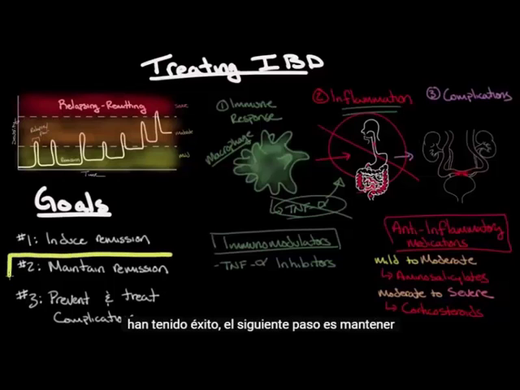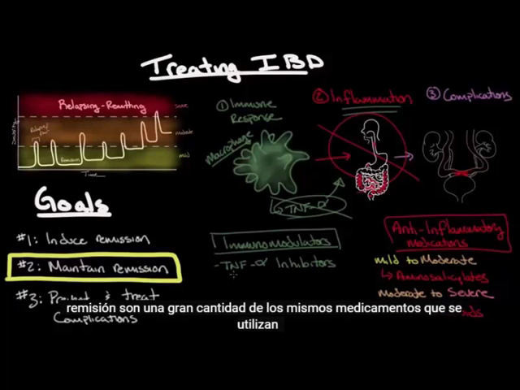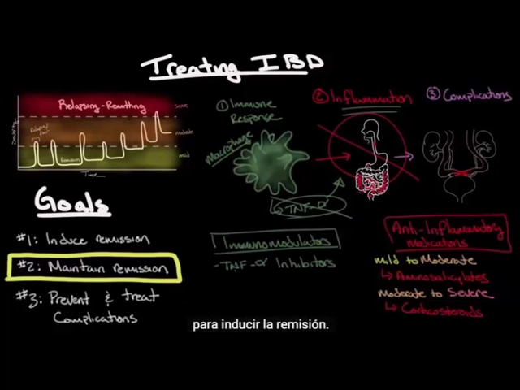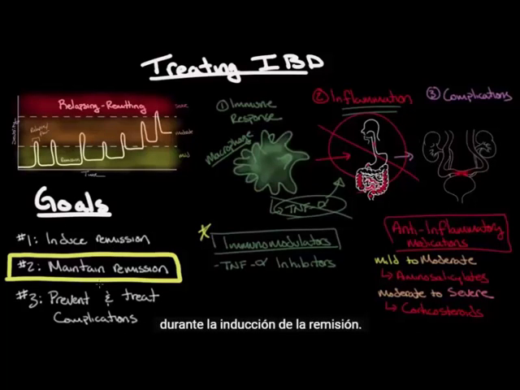Now, once an acute flare has been overcome and the medications for inducing remission have been successful, the next step is to maintain that remission. Now, fortunately, the medications used to maintain remission are a lot of the same medications that are used to induce the remission. However, in the induction, the anti-inflammatories are the primary focus because it's the inflammation that's causing all of the pain and discomfort. During the maintenance phase, it's the immunomodulators that are a little bit more stressed, but they're still taken at slightly lower doses often than they would be taken during the induction of remission.